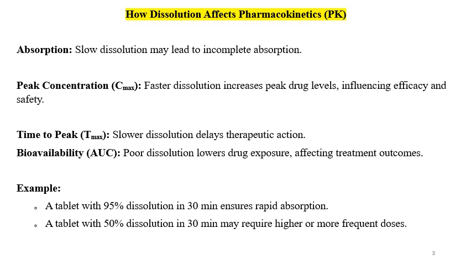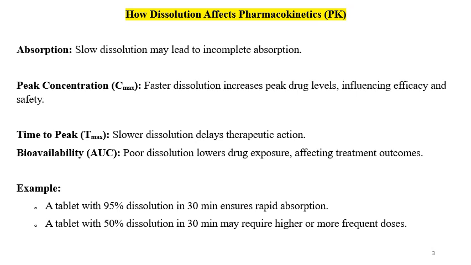Now coming to the information on how dissolution affects pharmacokinetics. So absorption is affected by the dissolution rate. Slow dissolution may lead to incomplete absorption. Peak concentration, that is Cmax, is also related to the dissolution. Faster dissolution increases peak drug levels, influencing efficacy and safety. Time to peak, that is Tmax. Slower dissolution delays therapeutic action, while faster dissolution will have faster Tmax achievement.